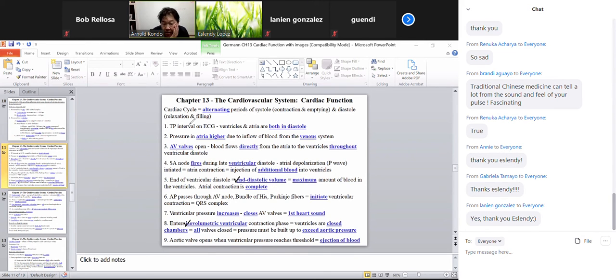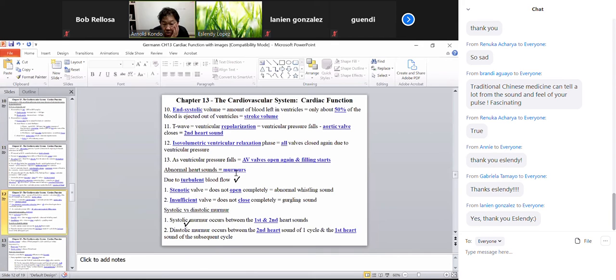And then on the next page, there's not a whole lot you guys need to know. You need to know the isovolumetric ventricular relaxation phase. Number 12, you have to know end systolic volume, which is number 10. So basically, what the cardiac cycle involves is just tying in the EKG to what's actually occurring in the heart.